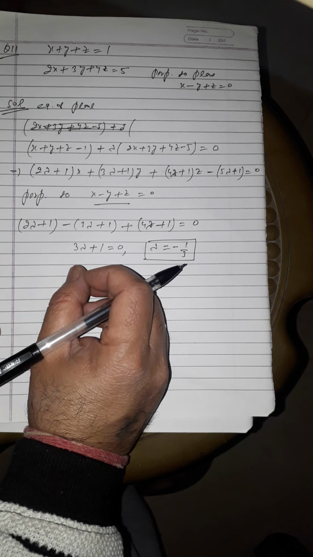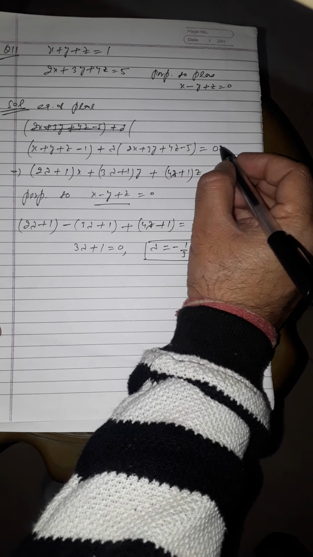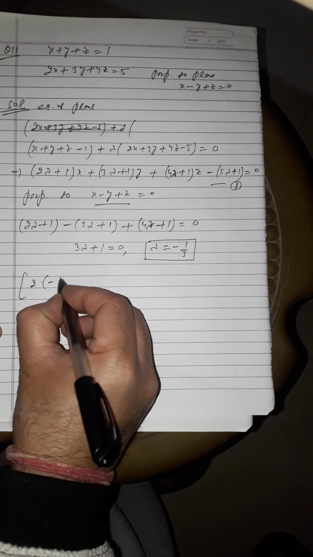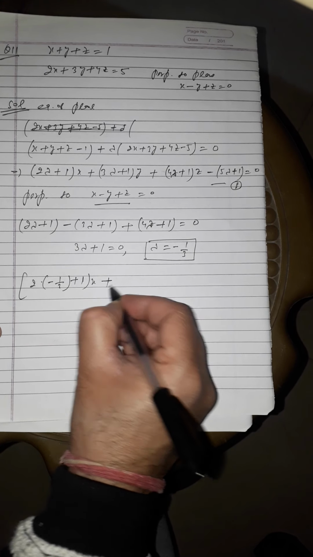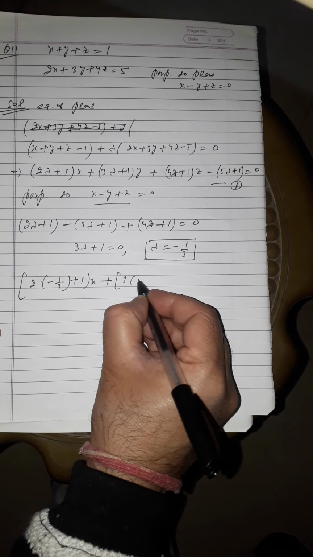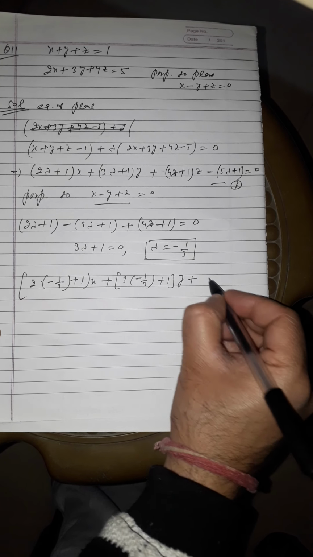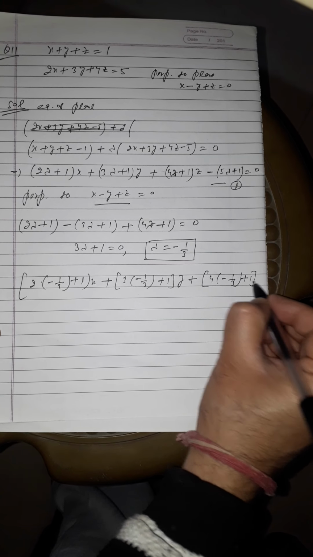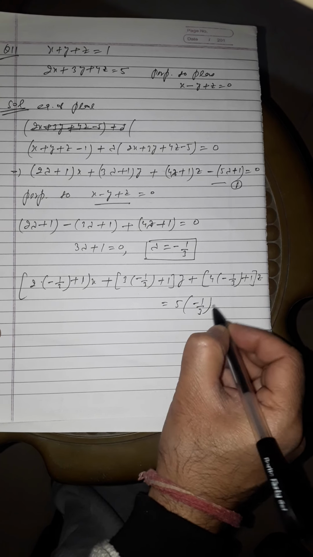So this is the value of lambda, students. Now we will put this value of lambda in equation number 1. So this will come as 2 into minus 1 by 3 plus 1, into x, plus 3 into minus 1 by 3 plus 1, into y, plus 4 into minus 1 by 3 plus 1, into z, equal to 5 into minus 1 by 3 plus 1.